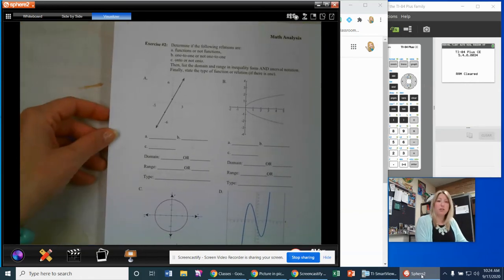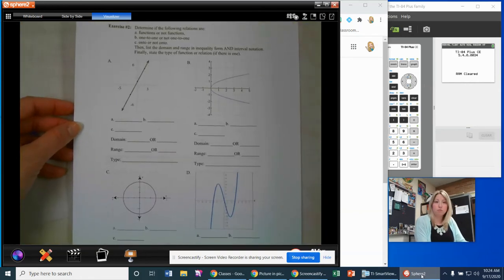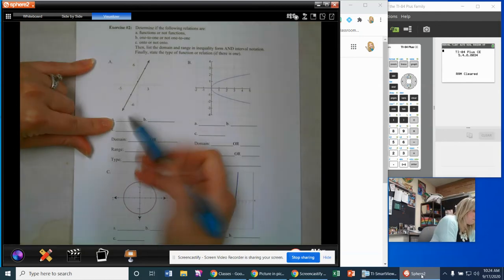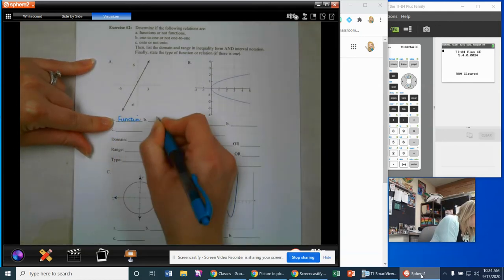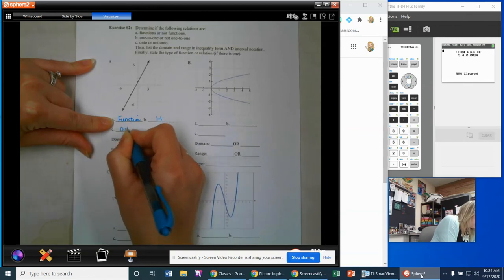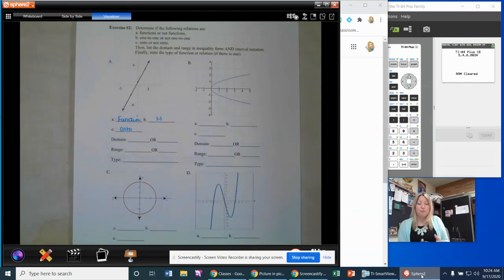So the A, B, and C are still the same as what they were before, right? So this is a function. It is one-to-one, and it is onto. And how you can tell it's onto with a graph is think of a graph as being infinite in both directions. So if your y values are going to repeat forever, if you are going to cover all of the y values with this particular graph, it gets to be onto. Okay? If not, it's not onto.